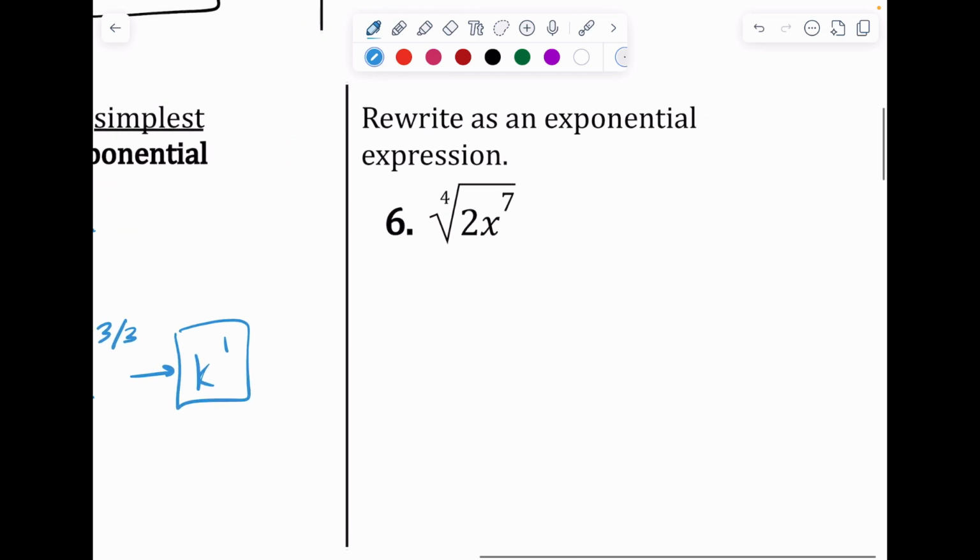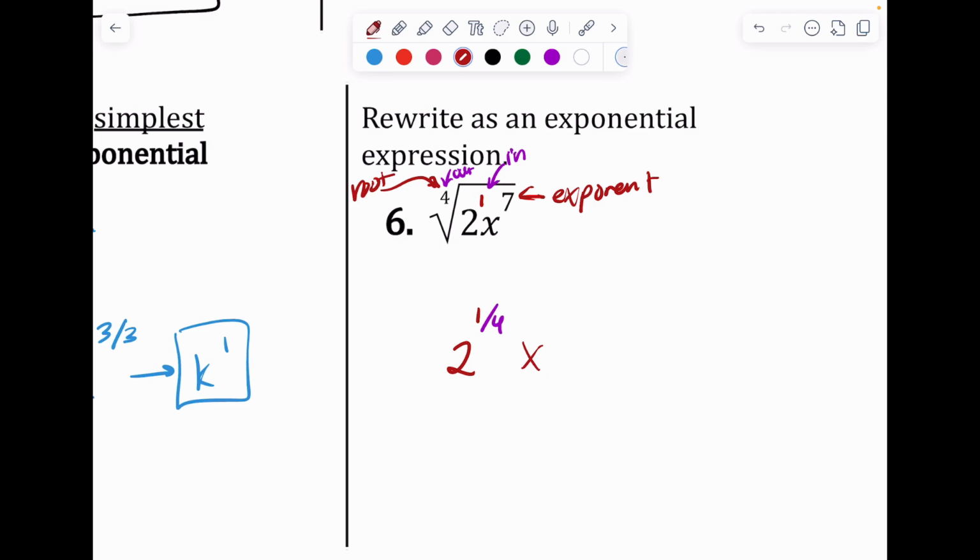Number 6, rewrite as an exponential expression. Here's my root. Here's my exponent. Now, 2 does have an exponent of 1, so when I rewrite this, my first base is 2 to the power of 1. This is in, this is out. So it's going to be 1 over 4. My next base is going to be x. Inside I have the 7. Outside I have the 4. So I have 7 over 4.